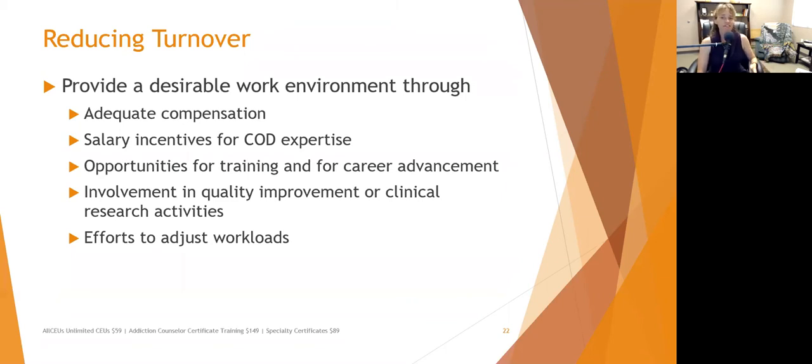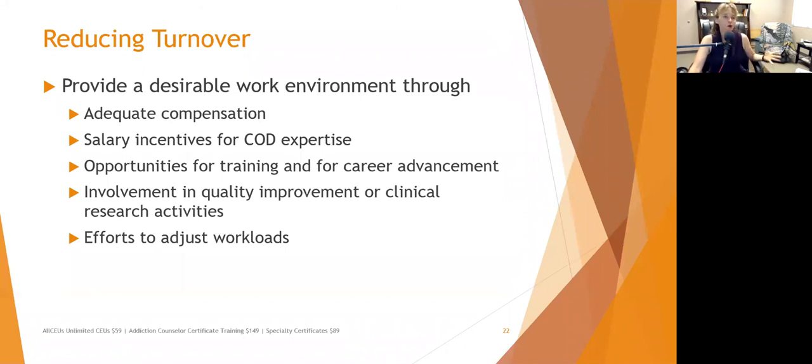Provide salary incentives for co-occurring disorders expertise. So for every additional certification or intensive training certificate that they can get, a salary incentive. Provide opportunities for training and career advancement, so people who want to become supervisors can, so people who want to become program managers can. It does a lot to enhance stay power, if you will, and reduce turnover if people believe that they actually can move up in the organization and they're not stuck at line staff or wherever they're at.